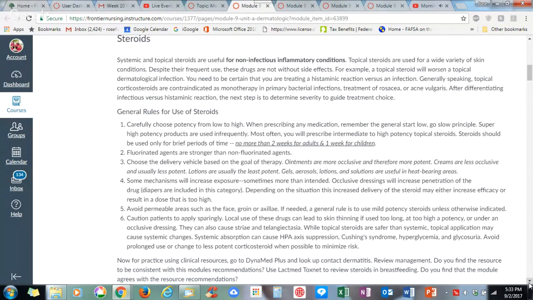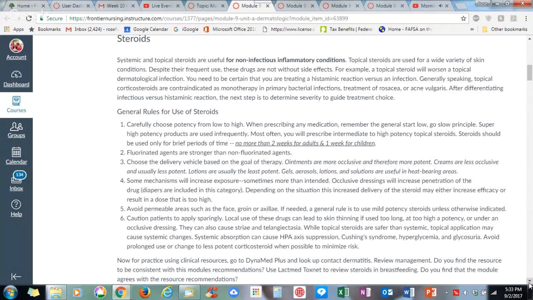General rules for use of steroids: carefully choose potency from low to high. When prescribing any medication, remember the general start low, go slow principle. Super high potency products are used infrequently. Most often, you will prescribe intermediate to high potency topical steroids. Steroids should be used only for brief periods of time, no more than 2 weeks for adults and 1 week for children. Fluorinated agents are stronger than non-fluorinated agents.